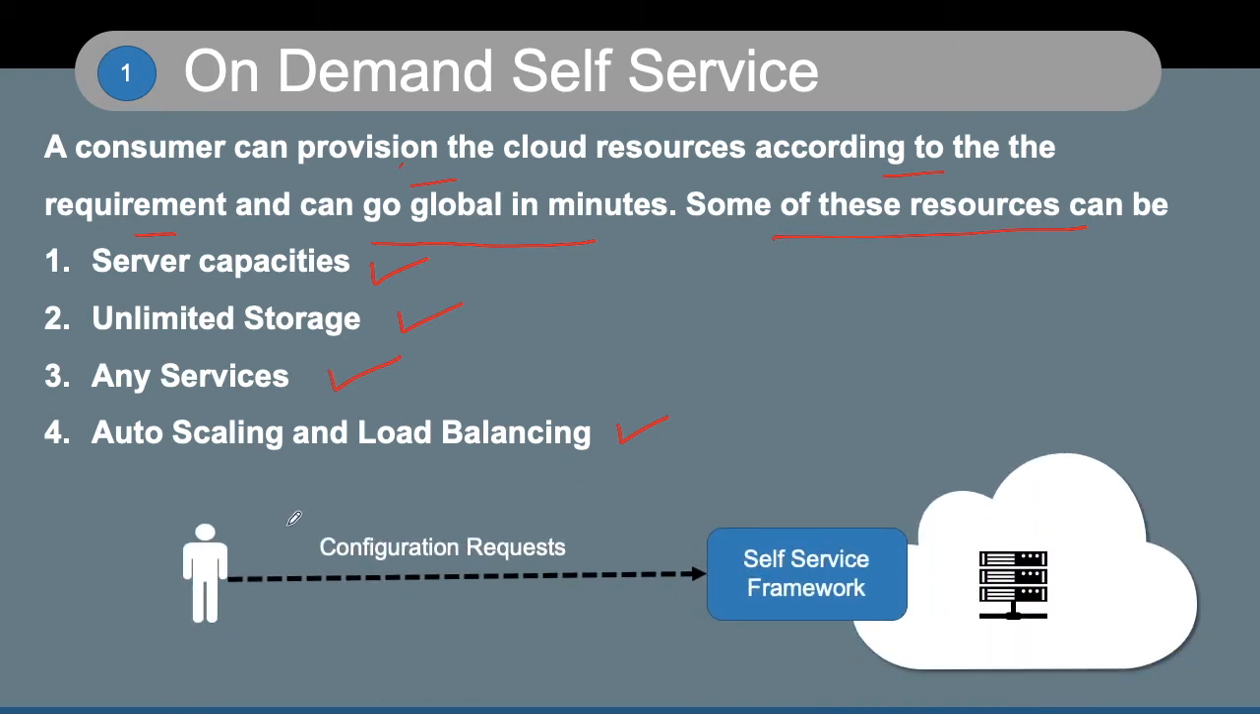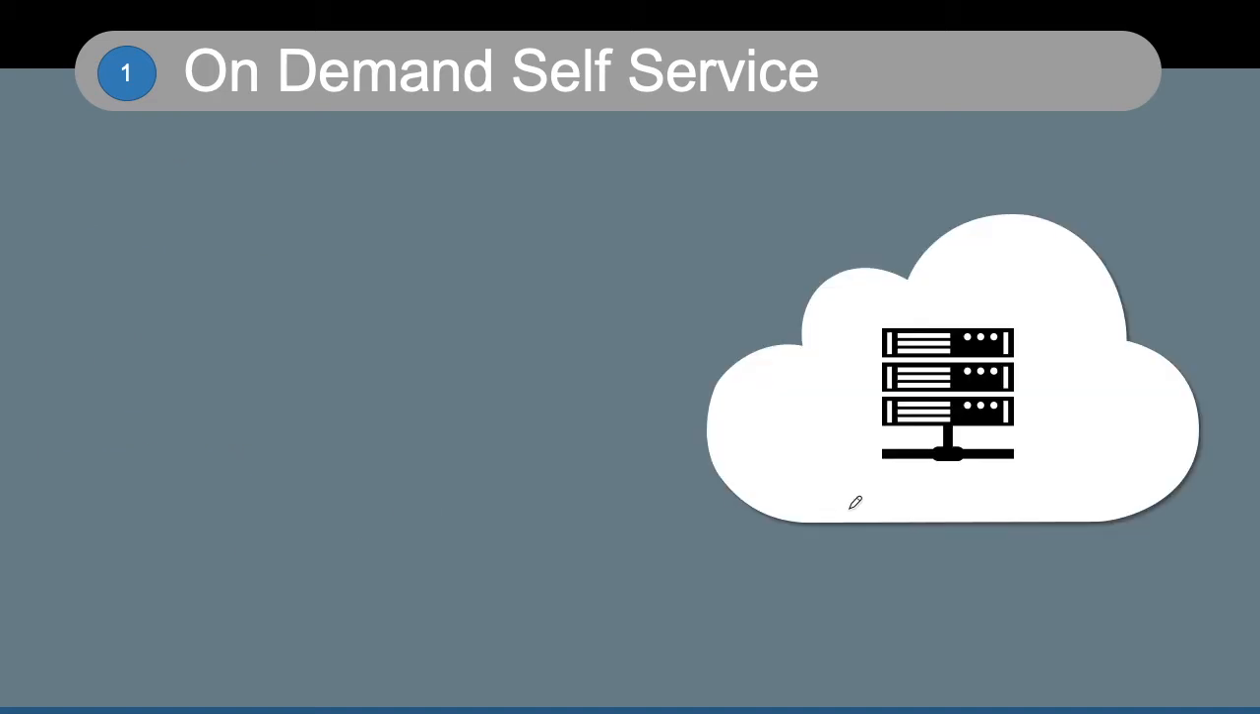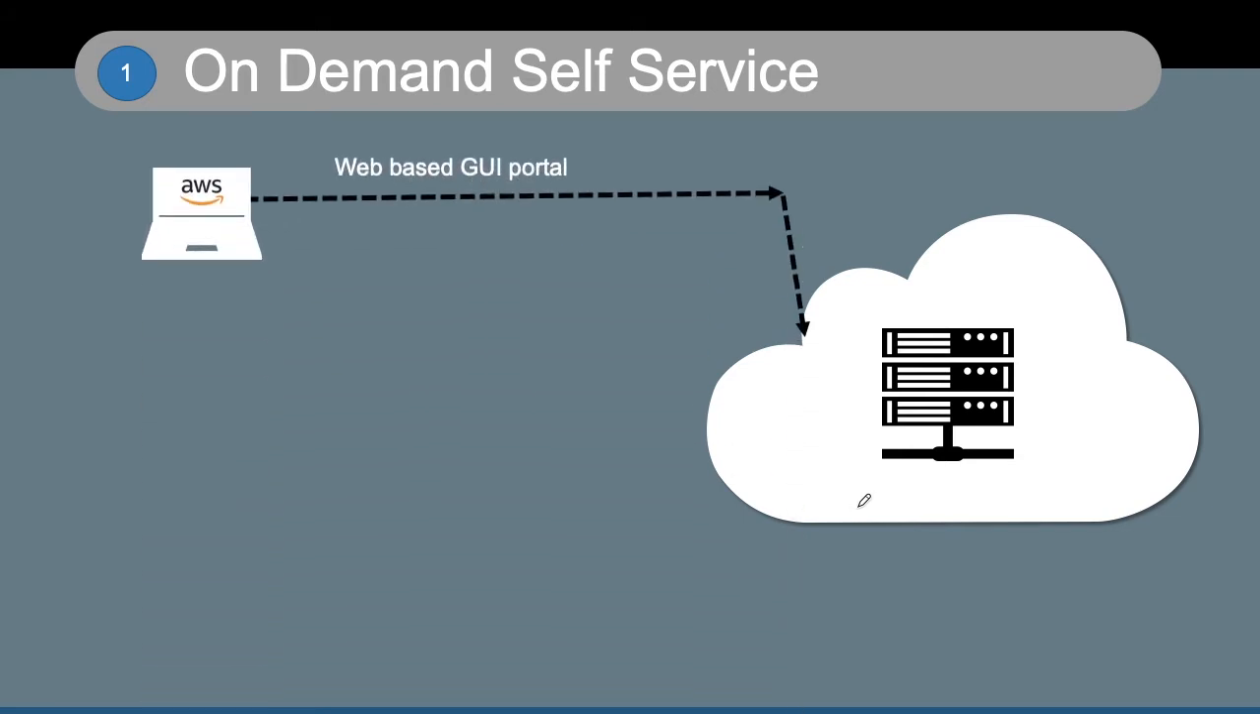The user sends a configuration request, and there is a self-service framework available in the cloud which allocates the resources according to your need. So resources can be configured by the user itself and are available all the time. What can be the different options? You can configure these resources using a web-based graphical user interface, so you don't really need to know command lines. You can simply do it using a browser-based graphical user interface.